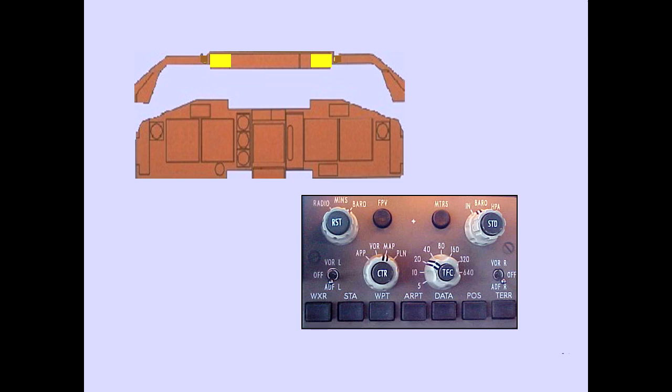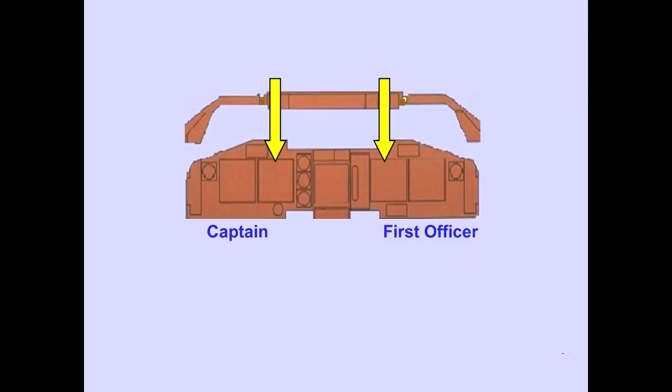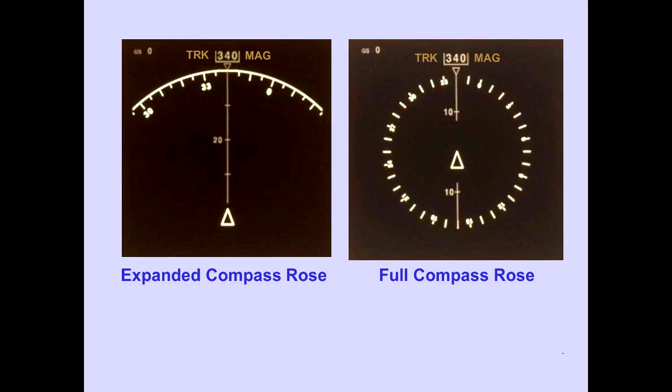The EFIS control panels are located on the glare shield. The left EFIS control panel controls the captain's ND, and the right panel controls the first officer's ND. There are two types of ND displays, the expanded and full compass rose displays. The expanded compass rose display displays an 80-degree compass arc near the top and the airplane symbol on the bottom. The full compass rose display displays a full 360-degree compass rose with the airplane symbol located in the center of the rose.